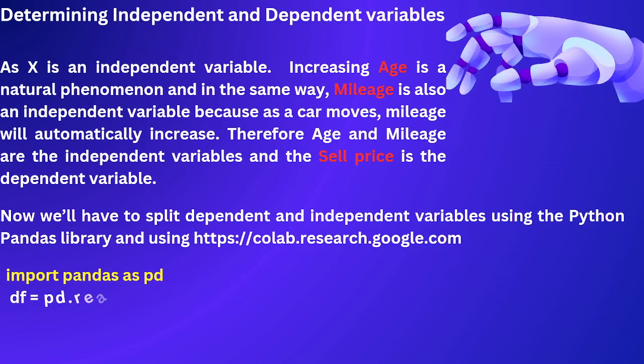Over here, we are talking about variables x and y. x is an independent variable. Increasing age is a natural phenomenon, and so it is independent. In a similar way, mileage is also an independent variable, because as a car moves, mileage will automatically increase. Therefore, age and mileage both are independent variables, and the sale price is the dependent variable. As I have told you, sale price depends on the mileage as well as on the age.